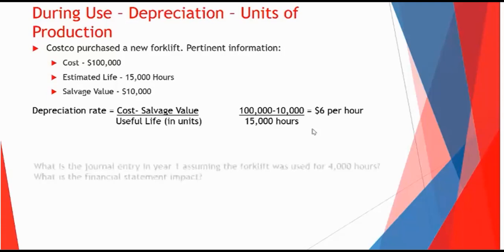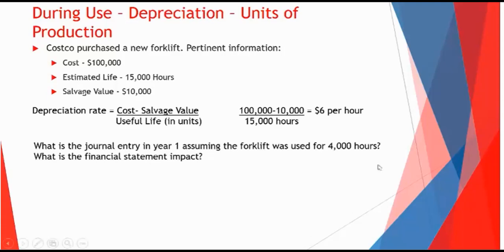So what would our journal entry be in year one, assuming we use the forklift for 4,000 hours? With straight line, we didn't need to know how long we used it or anything like that. It was just year one, and we're ready to go every single year. With units of production, we need to know each year how many hours it was used.